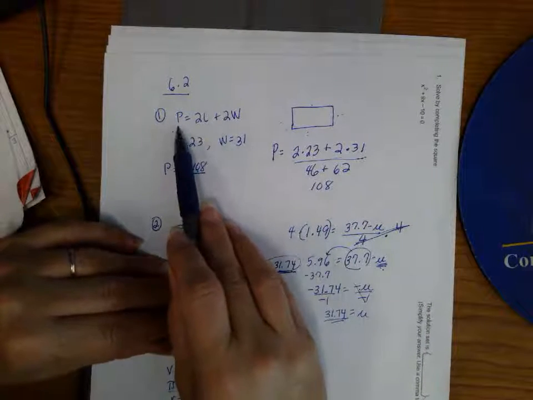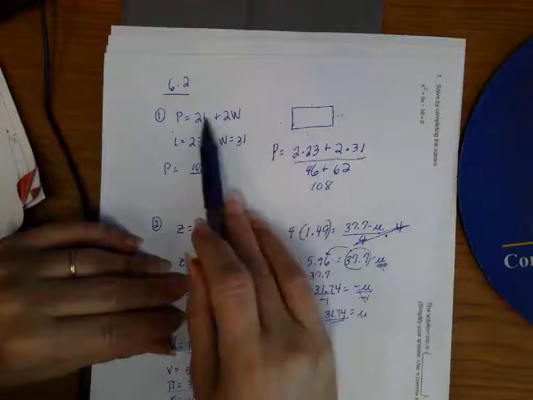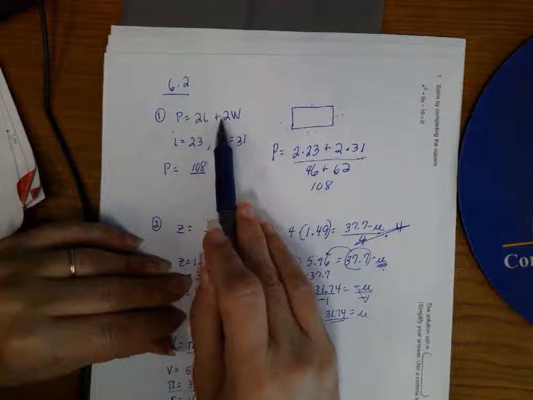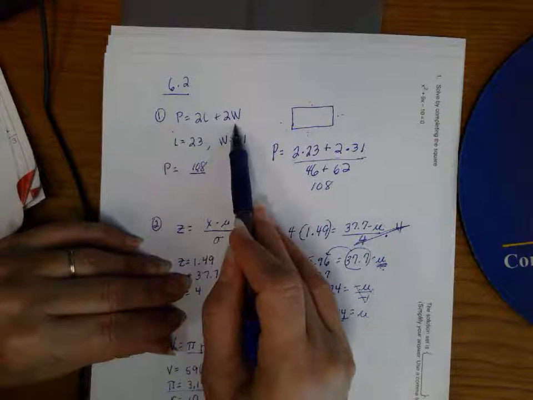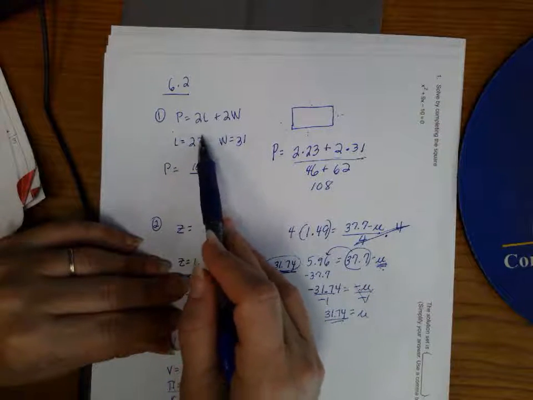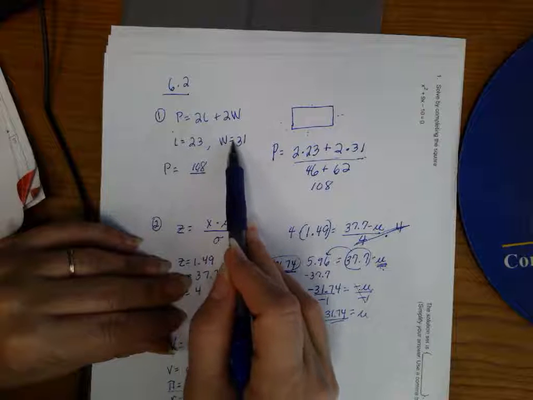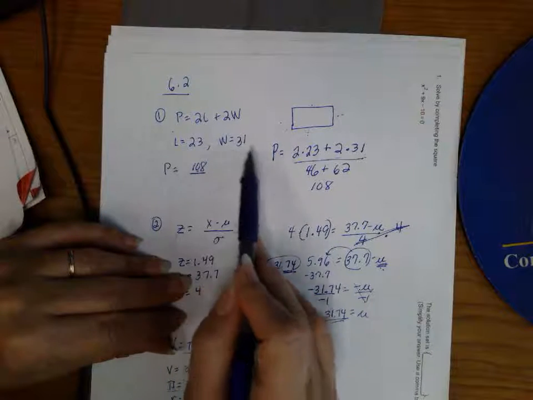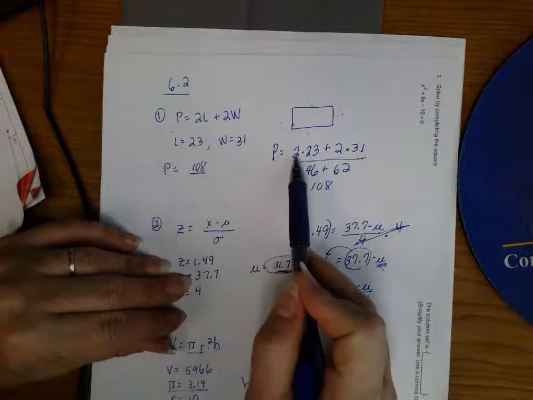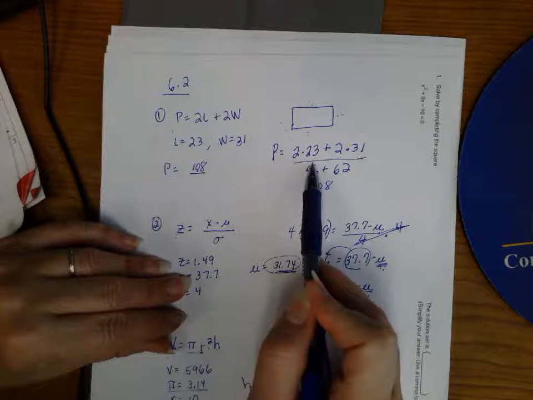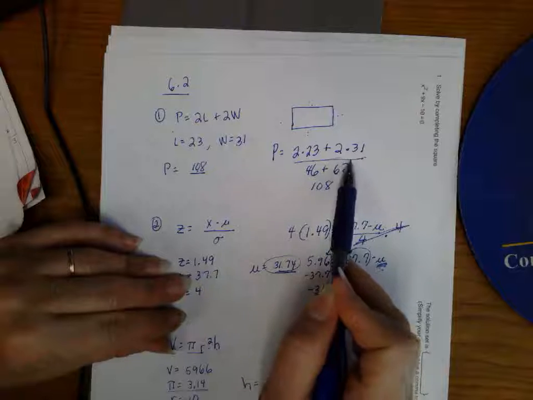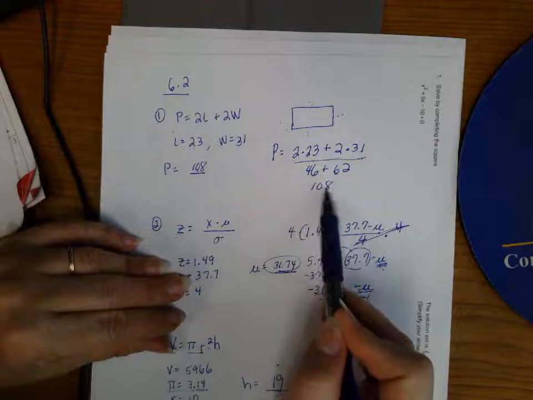But it says the perimeter, which is the distance around a figure, is 2 of its lengths plus 2 of its widths. So 2 of these and 2 of these. So that's the formula. If they give us L is 23, we input that for L, and W is 31, input that for W. It'll look like this: 2 times 23 plus 2 times 31. Let's see, that's 46 and 62, or you can just type that on your calculator.